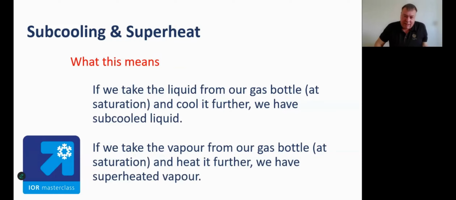So what this means is if we take the liquid from our gas bottle and we run it along a liquid line and we cool it down further, we have subcooled liquid. And also if we take vapor from the top of the gas bottle and we run it along a suction line, and then we heat that vapor up further, we have superheated vapor. So hopefully that's fairly easy to understand what subcooled liquid and superheated vapor is. Okay, can we have the next slide, please?